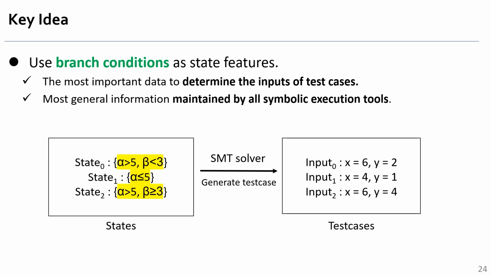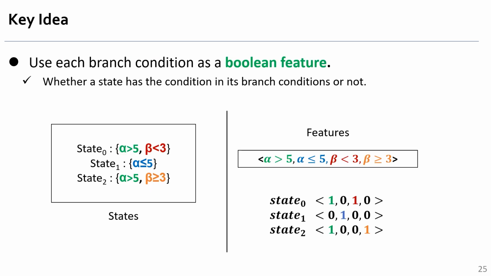And in detail, we used each branch condition as a Boolean feature. For example, let's assume that there are four features, green, blue, red, and orange conditions, in total three states. Then state 0 has the green and red conditions, so state 0 can be converted to the four-dimension vector 1, 0, 1, 0. And other states can be converted in the same way.